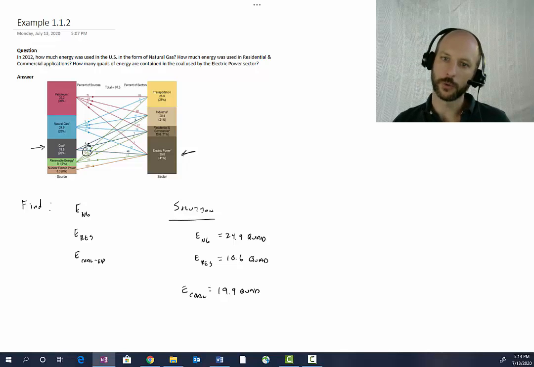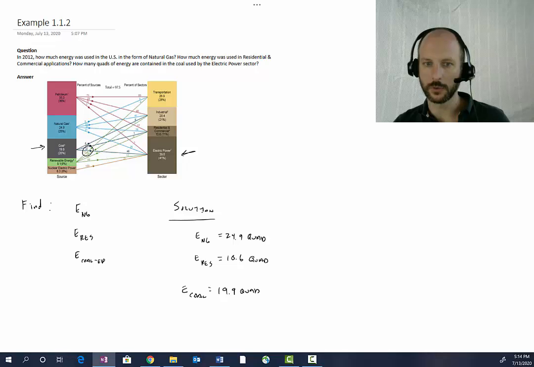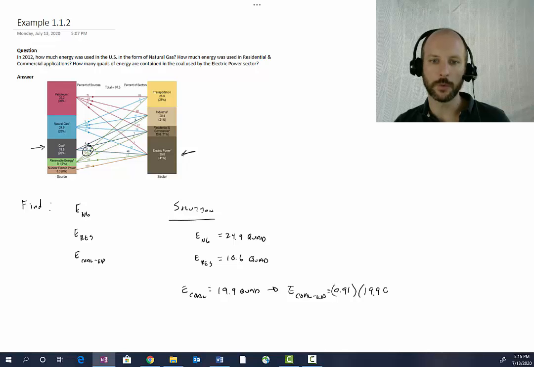Not all of that went to electric power, so we have to look at what percentage that was, and the diagram shows us right there. If we look at it, we can see that the coal is split among different sectors, and 91% of the coal was used by the electric power companies. So to get the total energy contained in the coal used by the electric power company, we just multiply 91%, or 0.91, times 19.9 quad. That gives us 18.1 quad of energy contained in the coal used by the electric power sector.